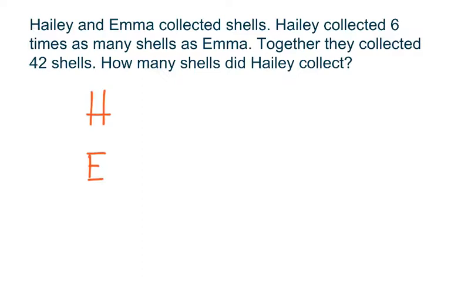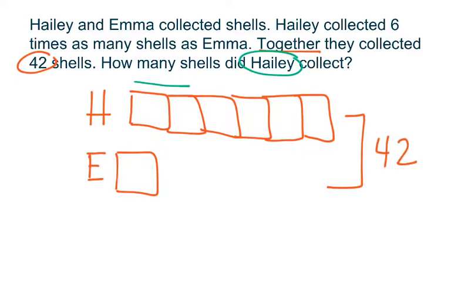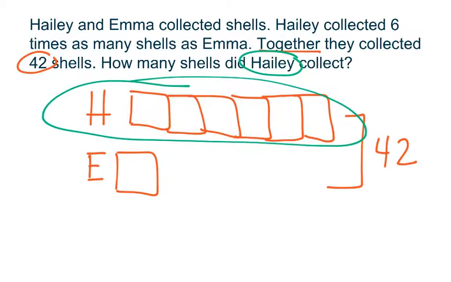For this problem, you are going to want to draw a model. So Haley and Emma are my 2 people, and Haley collected 6 times as many shells as Emma. So Haley gets 6 boxes and Emma just gets 1. Now it says together they collected 42 shells, so that's my total. And I want to know how many Haley collected. So I'm going to circle Haley. That's what I'm going to be looking for.